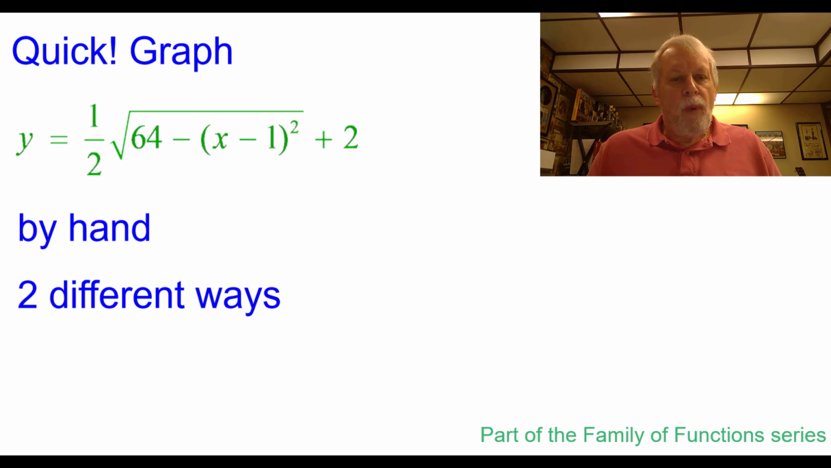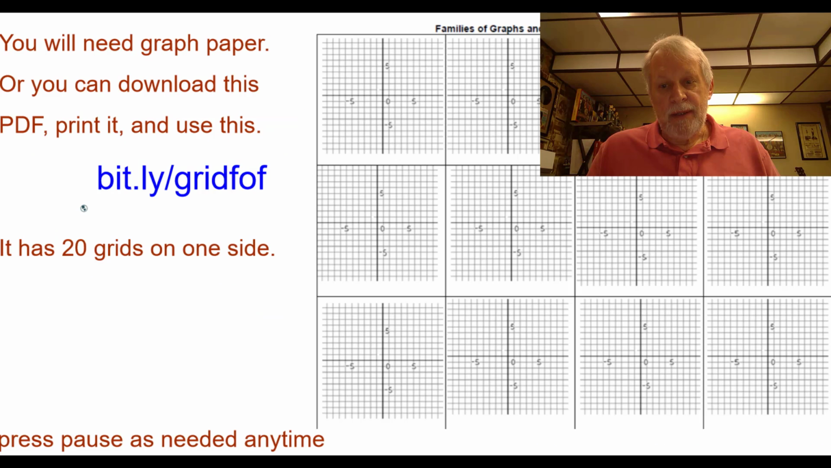Quick, graph y equals 1/2 times the square root of the quantity 64 minus the quantity of x minus 1 squared, plus 2. By hand, 2 different ways. This is part of the Family of Functions series.